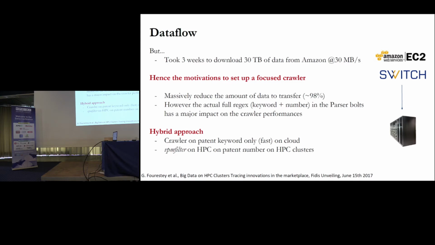So from previous experience, what we did is that the crawler would only run the regex on the keyword. The idea there is to have more pages with false positives, but at least this is much faster. If we look for both keywords and numbers and try to identify that within the crawler, this is far too slow. So we split that up, and the idea now is to have the crawler work on the keywords and then use the VPM filter on an HPC infrastructure to reanalyze the 98% reduced dataset from the keyword crawl.